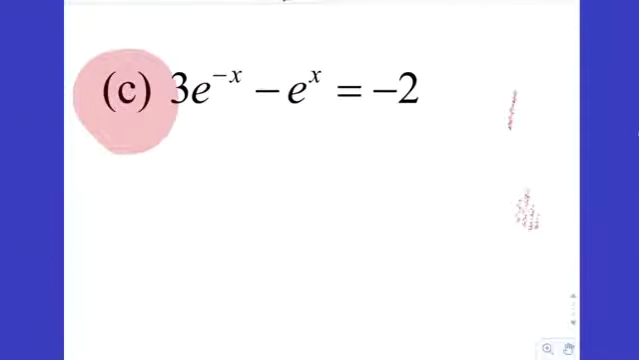All right, so here's what you're going to do. I'm going to show you the end side. You got a negative exponent on the first one. Let's rewrite it without the negative exponent. That's 3e to the positive x.